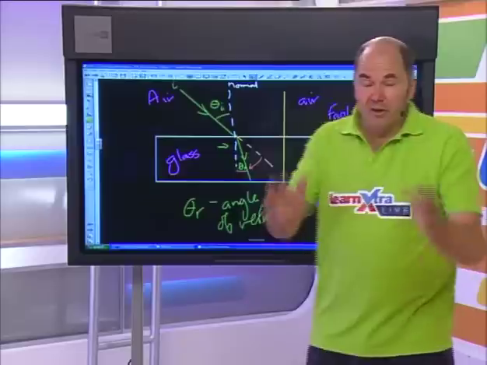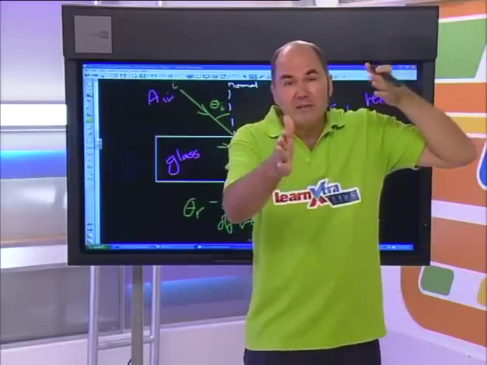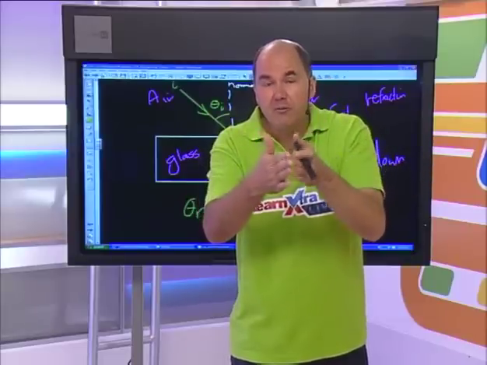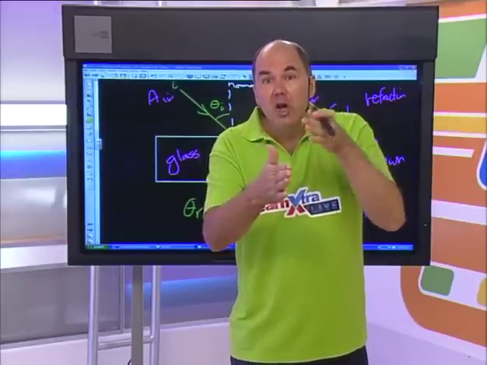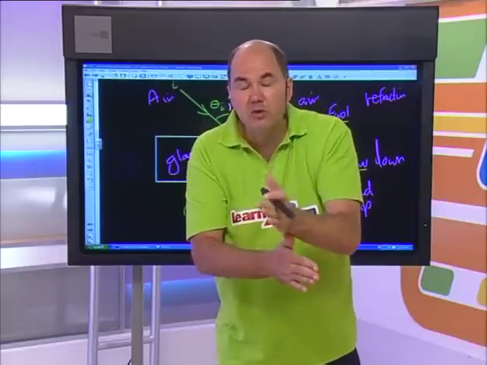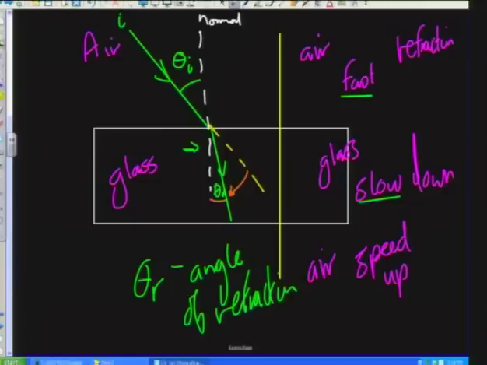Okay, guys? So let's cover this carefully. If light is moving into a transparent object, strikes it and is refracted, and it slows down, then the beam of light will bend towards the normal. Very important. You've got to be able to draw this diagram very carefully. It went in at the angle of incidence, didn't carry on going on the dotted yellow line, but it bent towards the normal.